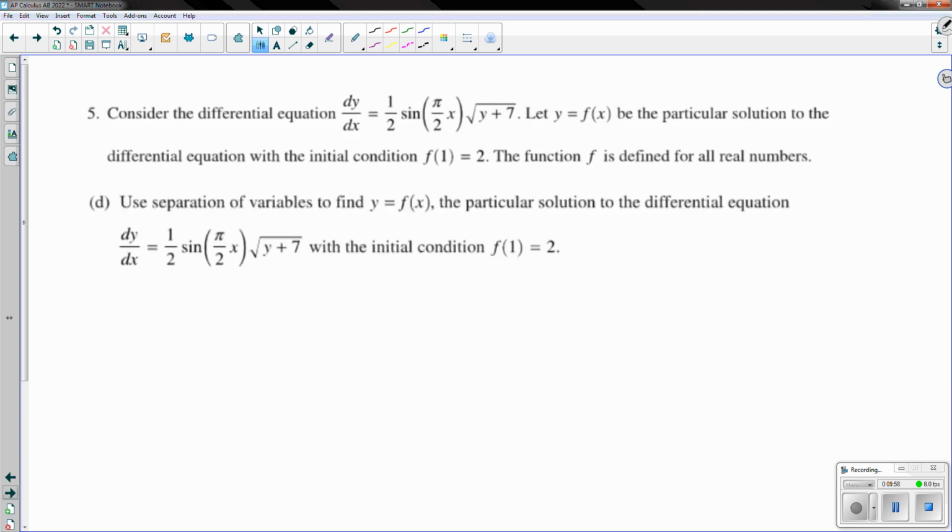So now let's move on to part D. Use separation of variables to find y equals f of x, the particular solution to the differential equation with the initial condition f of 1 equals 2. So this is the difficult part of the problem.